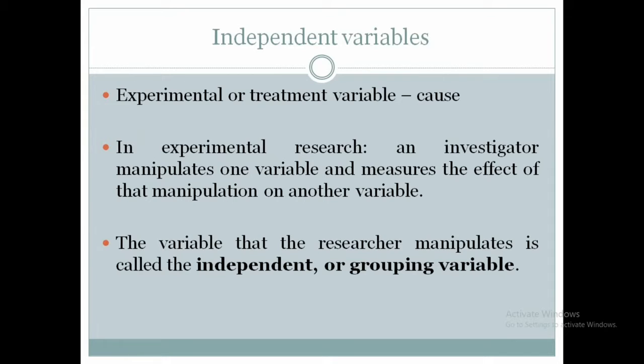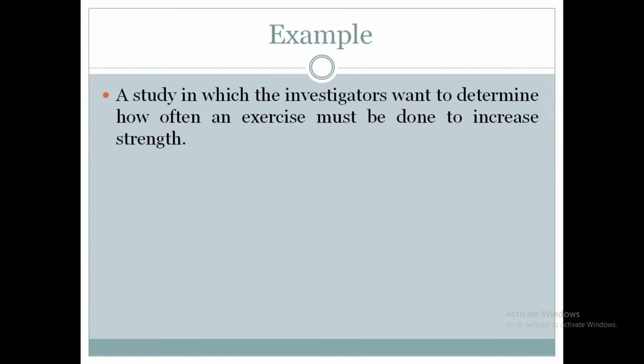Independent variables are usually experimental or treatment variables, and they generally represent the cause, right? In experimental research, an investigator manipulates one variable and measures the effect of that manipulation on the other variable. That you can conclude as an independent variable. So the variable that the researcher manipulates is called independent, and it is also called a grouping variable.